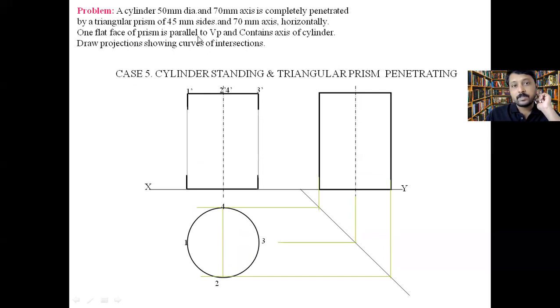One flat face of the prism is parallel to VP. Now what is VP? Whatever the XY line is, above the XY line is VP, and below the XY line is HP. This is the horizontal plane, this is the vertical plane.